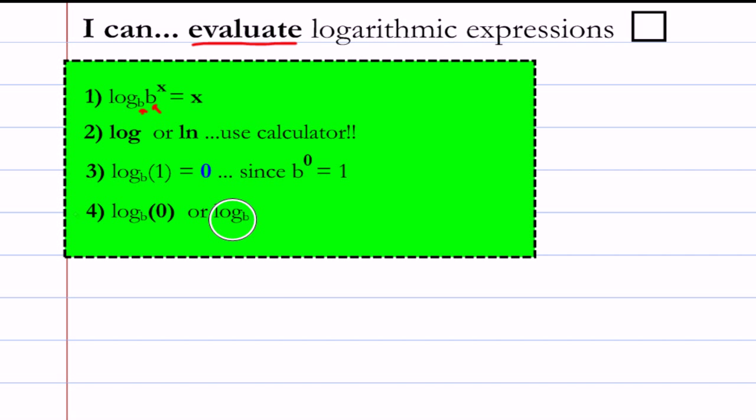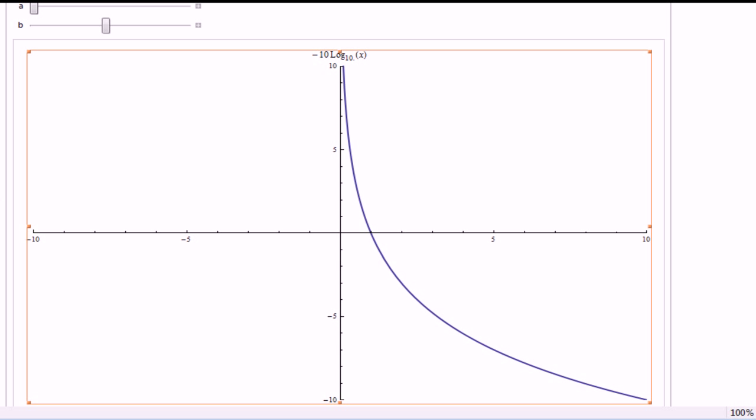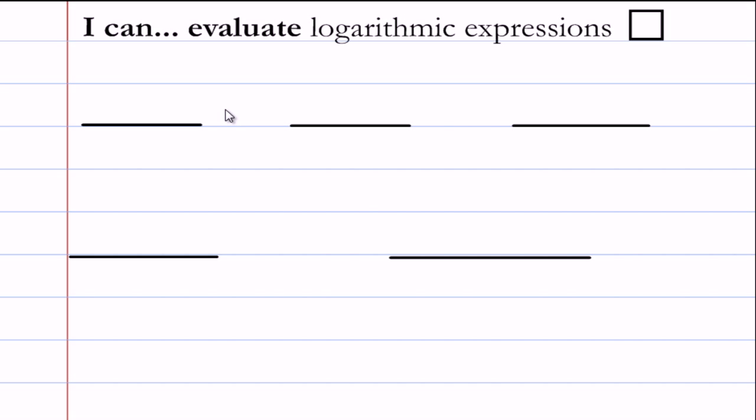And lastly, the log of any base evaluated at 0 or evaluated at a negative number is impossible. Reason for that being, the log function lives to the right of this y-axis. It doesn't touch the y-axis, and it doesn't venture into this area. It lives on this side. So if you try to take the log function and evaluate it at x equals 0 or a negative number, it's impossible. Let's look at a few examples evaluating log expressions.